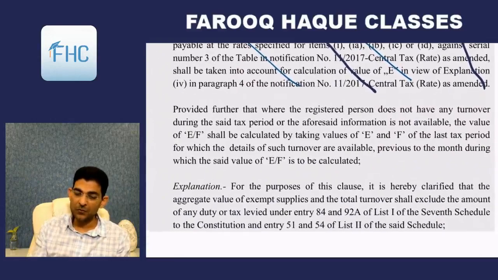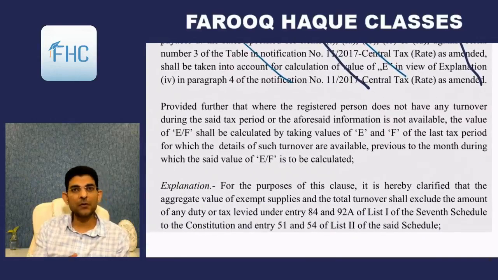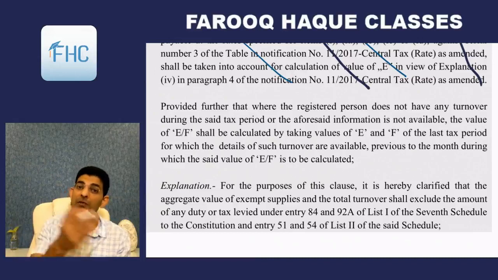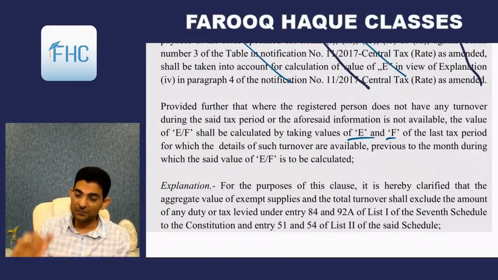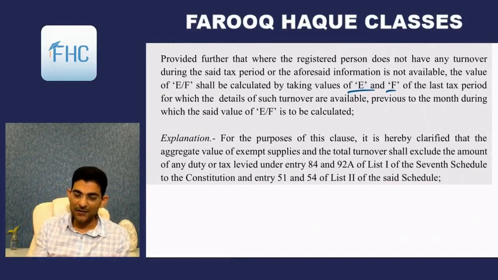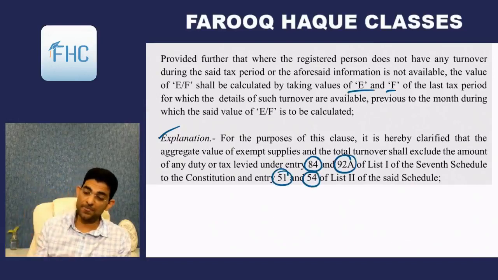And then come down to the proviso below. This is also similar to rule 42, that if the turnovers are not available for the current period, then you take the turnover of exempt supply and total supply of the preceding period, preceding this month. So E upon F shall be taken of the last tax period. Simple. And the explanation is also the same, that if the turnover includes central excise, service tax, state excise, state VAT, then they are not to be considered. They are to be excluded from the turnovers.